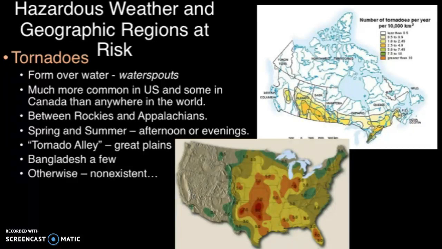Tornadoes are most common during spring and summer times. And because they are associated with storms or thunderstorms, they tend to happen in the afternoon and evenings for the most part.